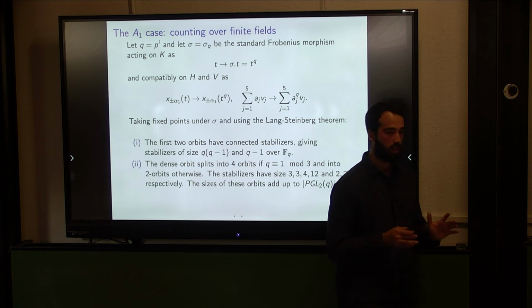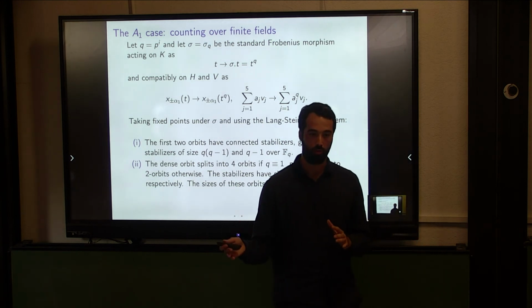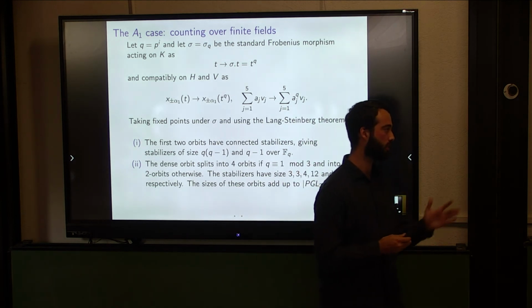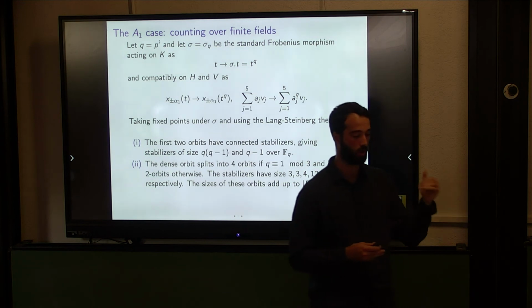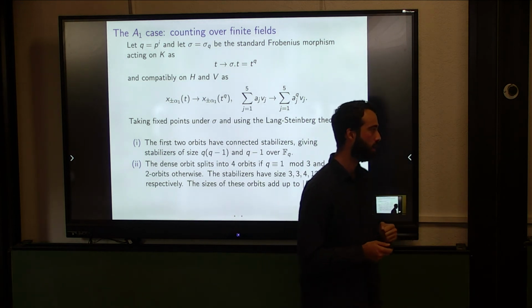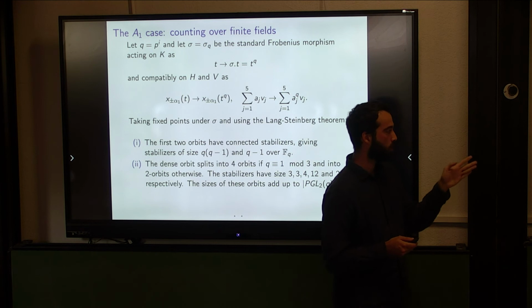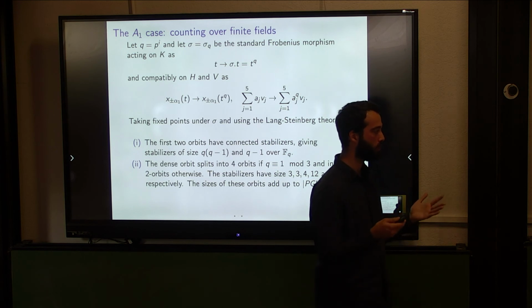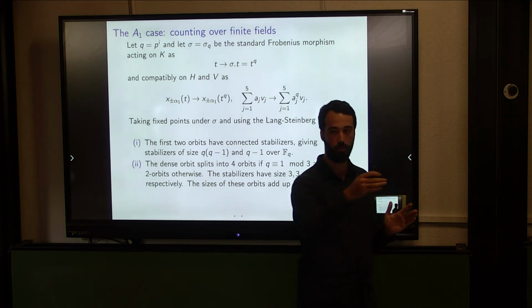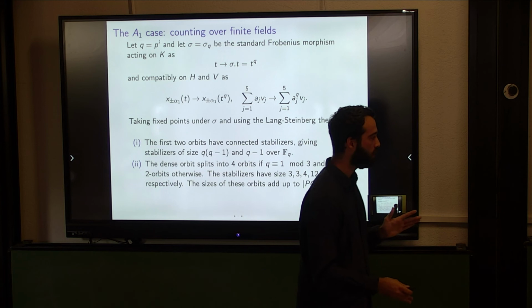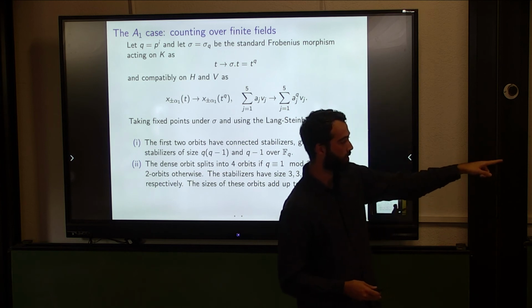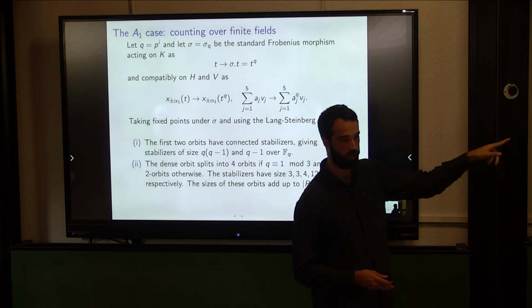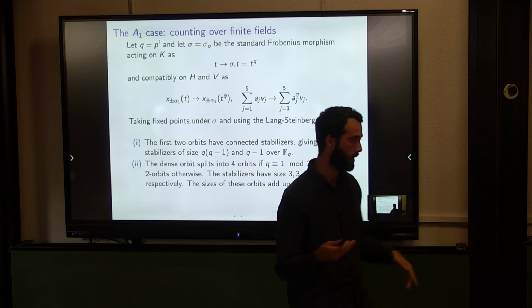More involved is understanding how this alternating group on 4 points splits. This is going to depend on the congruence class of q mod 3. But overall, what you find is that it either splits into 4 orbits or 2 orbits. But of course, in both cases, if you add up the sizes of these orbits, so 1/3 plus 1/3 plus 1/4 plus 1/12 is the same as 1/2 plus 1/2, which is 1.